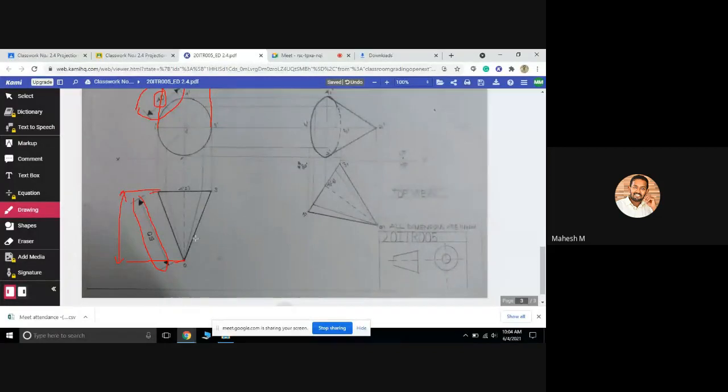So in this, if you look at the mistake, if you are measuring the length of this particular inclined line, it will be more than 50. So it is not 50. Only the axis height is 50. Okay, so please don't repeat this.